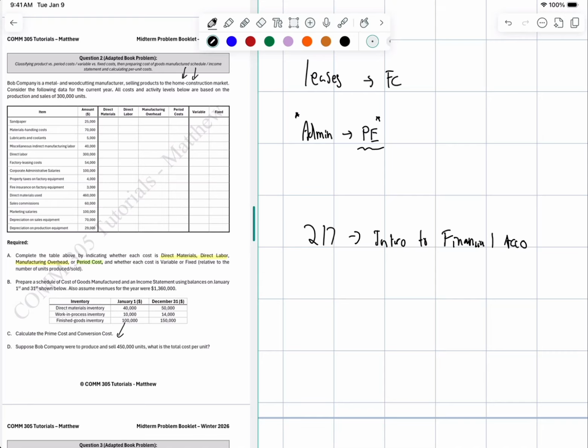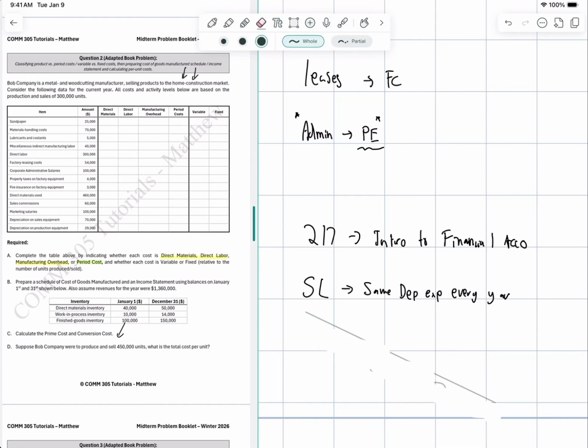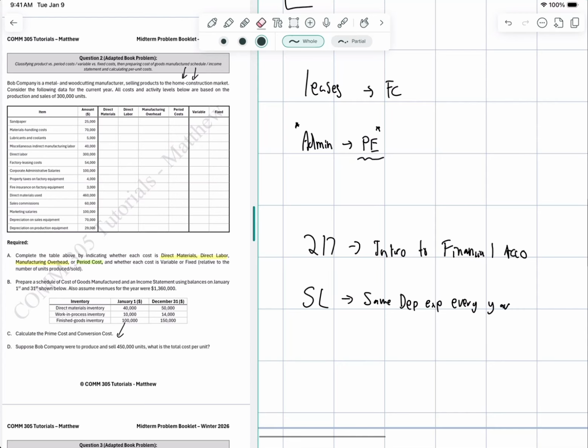But basically, you learned about straight line depreciation. I'm going to write here SL depreciation, straight line, which basically means it's the same depreciation expense every year. You basically depreciate the asset every year the same amount till it's worth nothing. That's what straight line depreciation is. The equipment loses value in a straight line, the same amount in year 1, 2, 3, and 4, however many years it is. So straight line depreciation means you depreciate the asset by the same amount every year. And there were other methods I believe you learned in 217, like double declining and units of production depreciation.